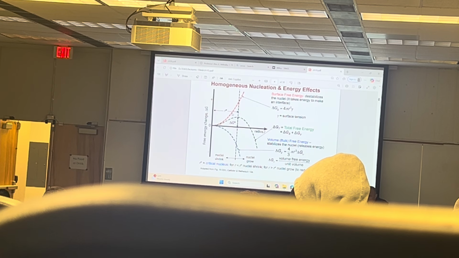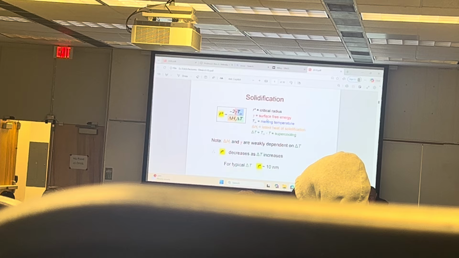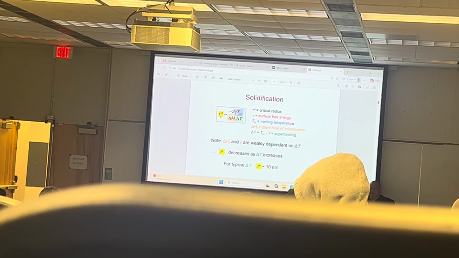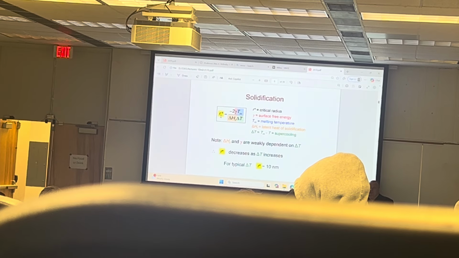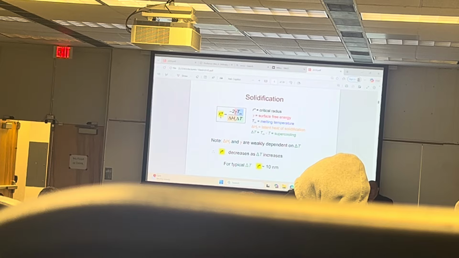And how do we determine the maximum? We take a derivative, right? Because right here, the derivative is going to be 0. And that allows us to calculate the critical size of the nucleus. If this nucleus is less than this value, it's going to get redissolved. If it's higher, it's going to keep growing.